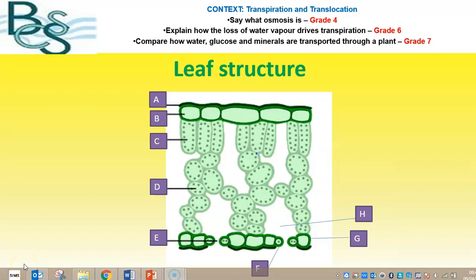Hi biologists! What we're going to do today is look at the process of transpiration, but before we do that it's really important that you can remember the names of the different types of cells and regions within the leaf. So I suggest you pause the video now and have a go at labelling parts A to H. Just jot your answers down on a piece of paper and then I'll go through them with you in a minute.